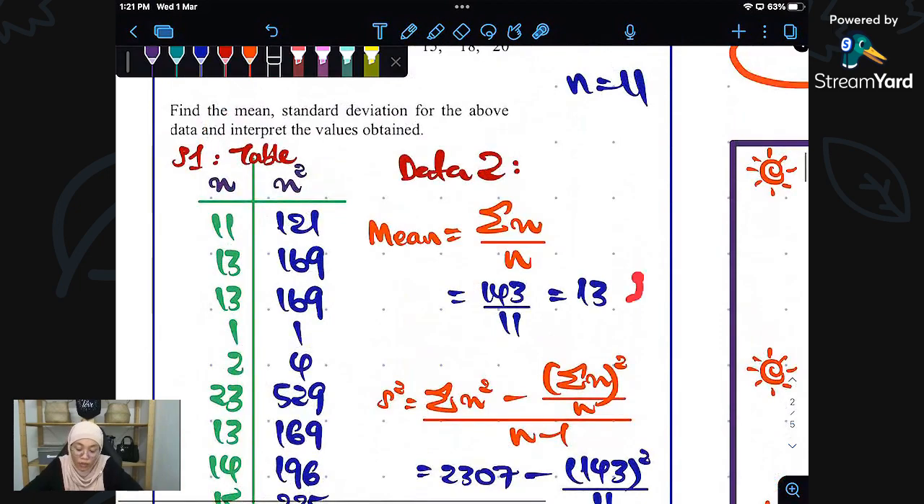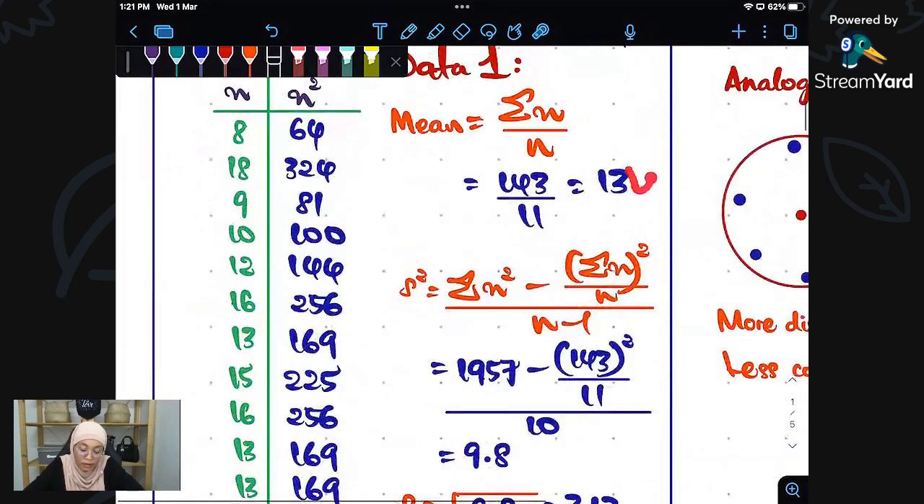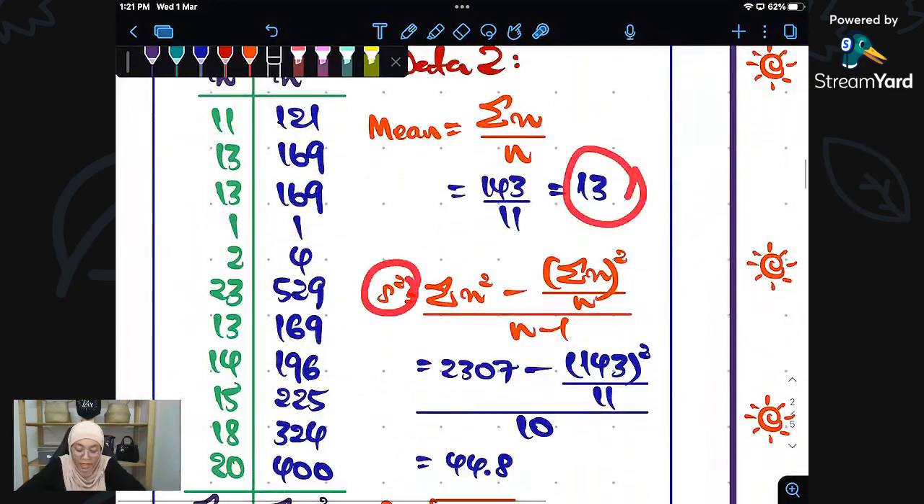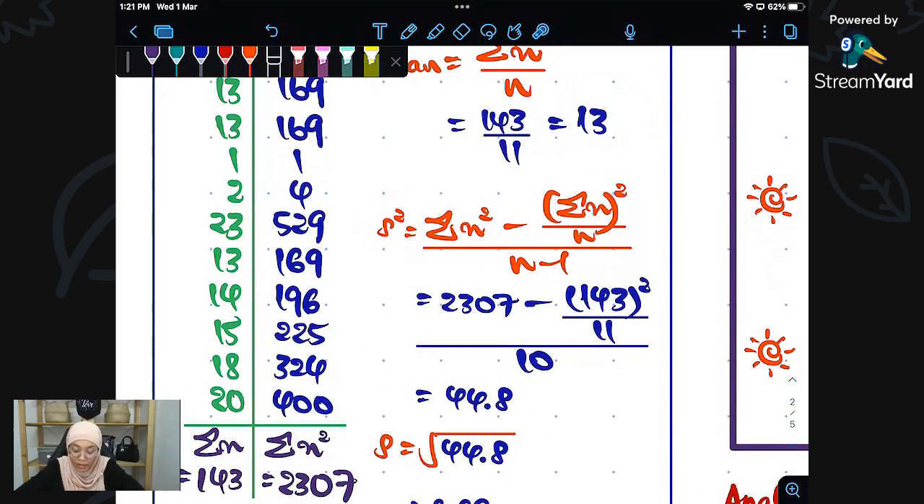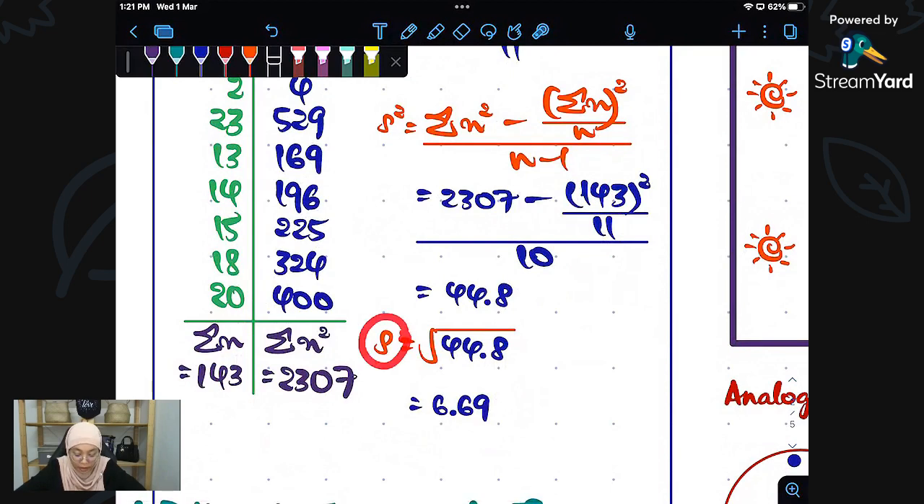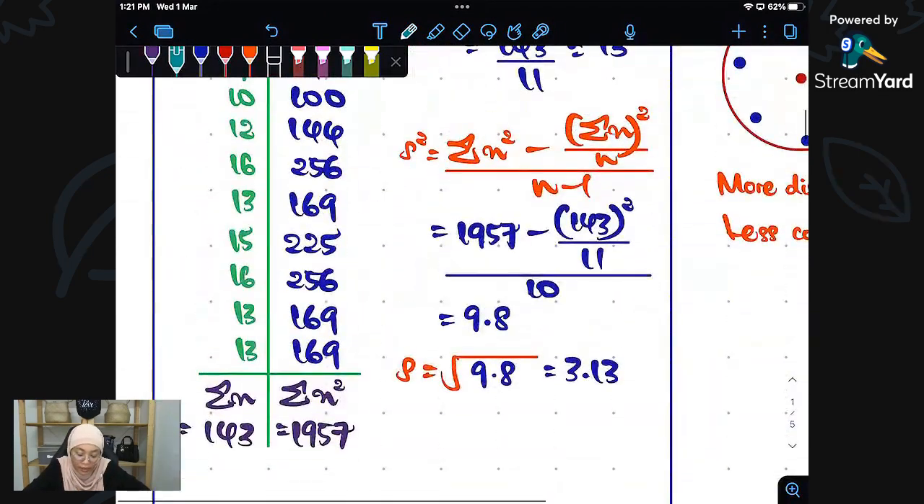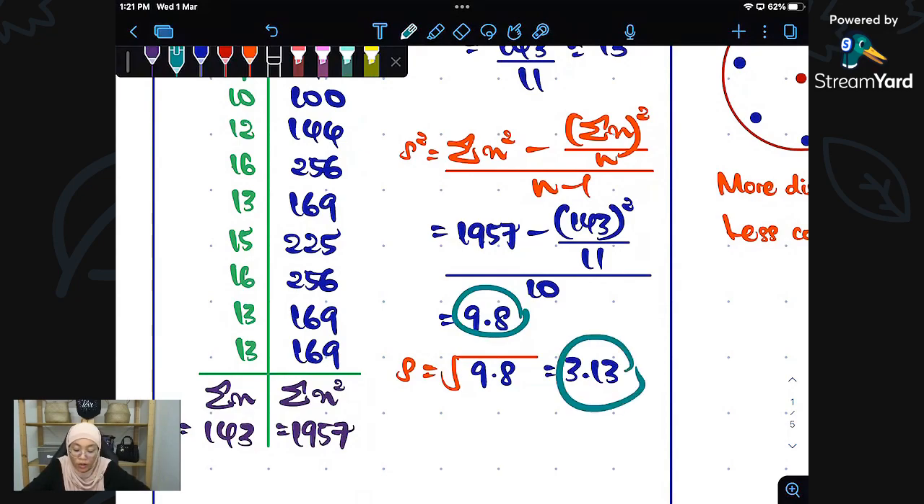And then again, we got to find the mean. So the mean here is the same, 13, as both data got the same mean, but the variance will not be the same. You get 4.8, but then of course the standard deviation juga tidak sama, which is 6.69. So perbezaan dia adalah pada variance dan standard deviation. Di sini nilainya adalah 9.8. Okay, 9.8, and this is 3.13.